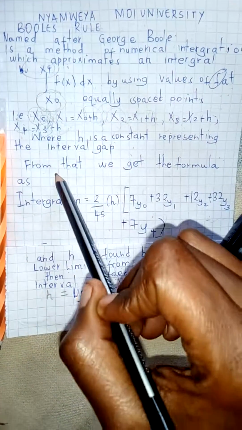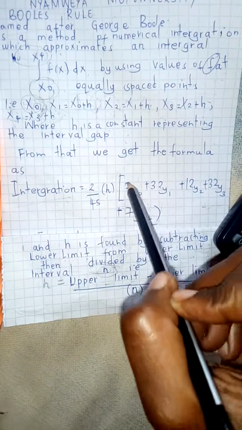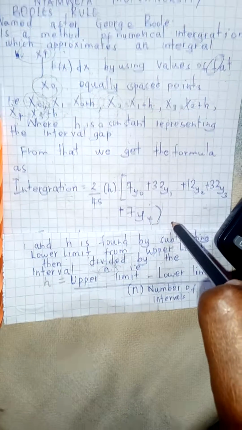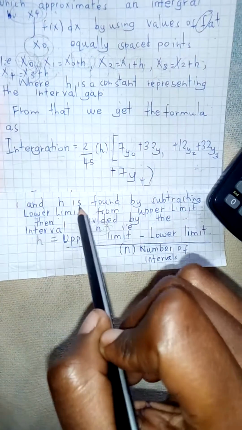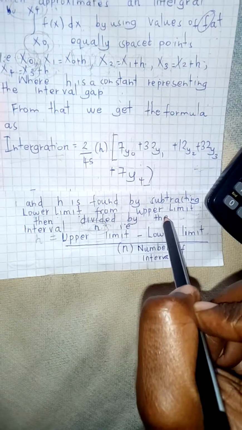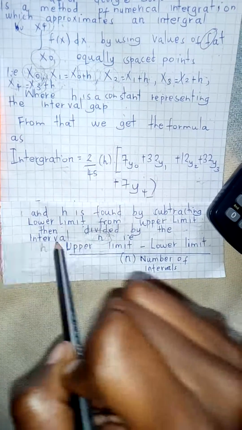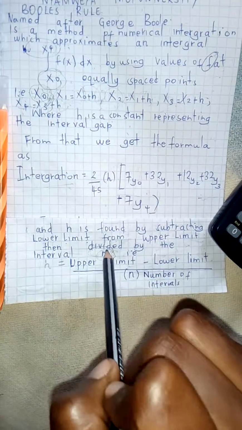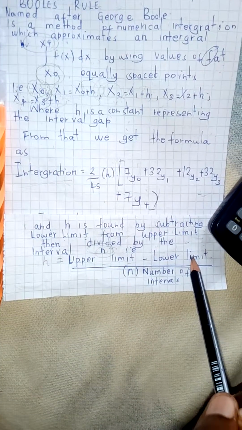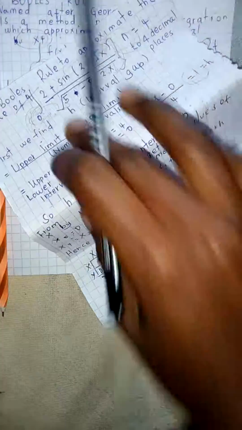From that we'll get the formula as integration is equal to 2 over 45 times h times 7y0 plus 32y1 plus 12y2 plus 32y3 plus 7y4. From this we can say that h is found by subtracting the lower limit from the upper limit, then you divide that by the number of intervals n. We are always given the number of intervals at the beginning of the question. So h is equal to the upper limit minus the lower limit over the number of intervals n, which I've said we are given at the beginning of a question.